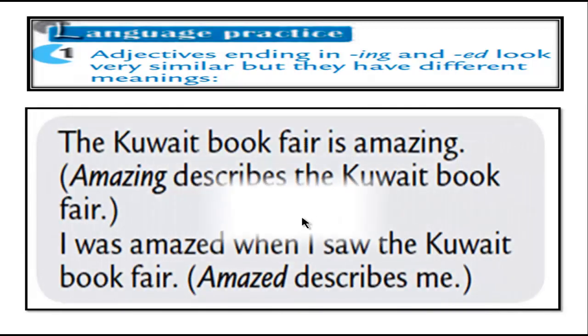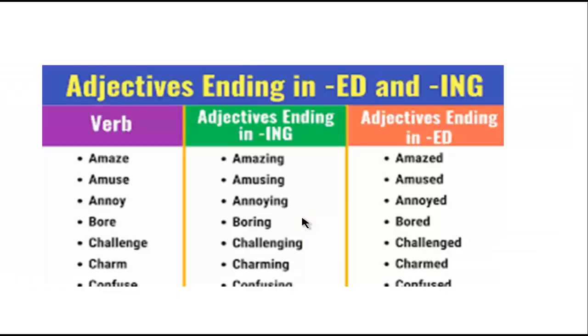Look at these two examples. The Kuwait Book Fair is amazing. Amazing describes Kuwait Book Fair. The second example, I was amazed when I saw the Kuwait Book Fair. Adjectives ending in ed and ing. Amaze, for example, amaze, amazing, amazed. Amuse, amusing, amused. Annoy, annoying, annoyed, etc.